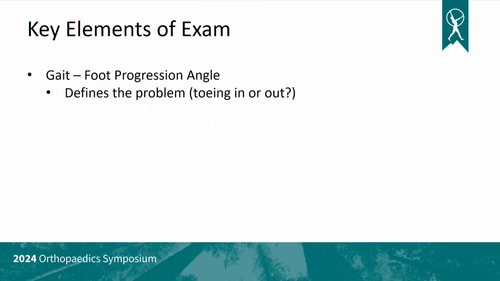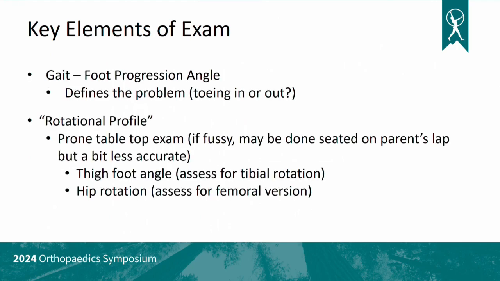So when you examine them, we talk about the foot progression angle, and so when we see a child walk, we say, okay, what's their foot progression? Is their foot pointed outward, which would be an external foot progression angle, or are they inward? Most people walk with about a 10-degree external foot progression angle, just slightly out.